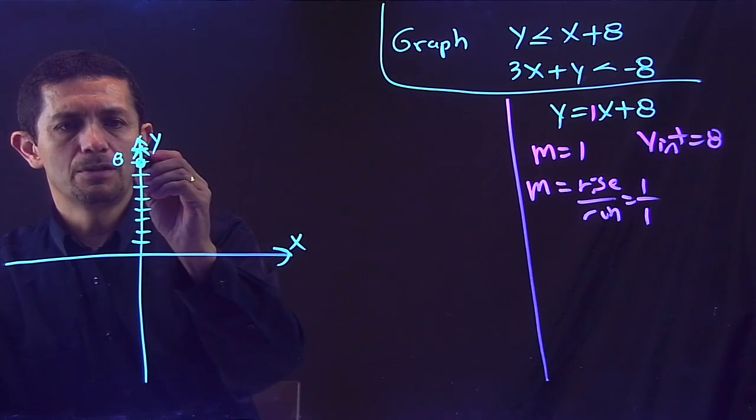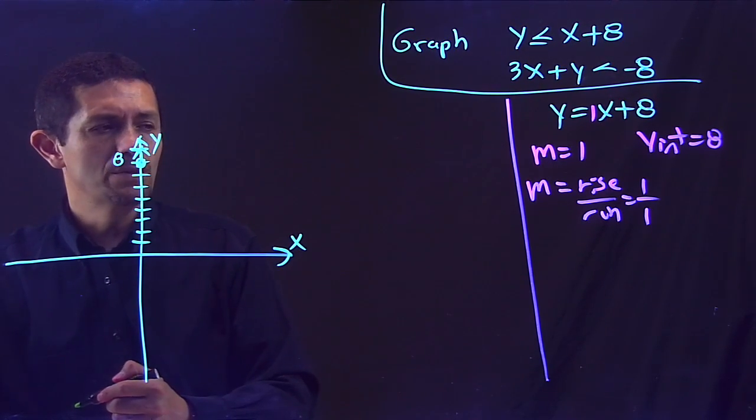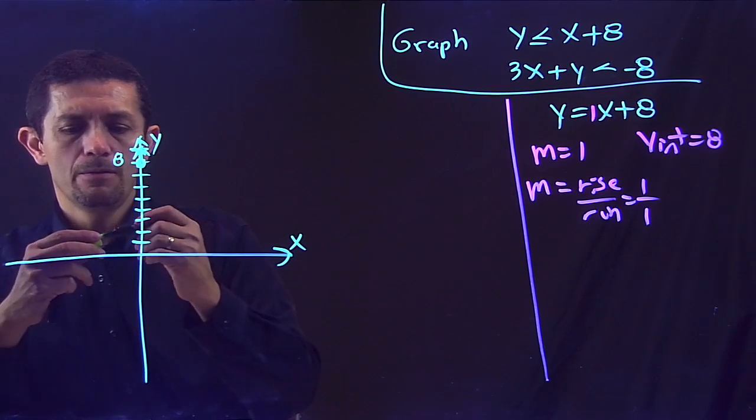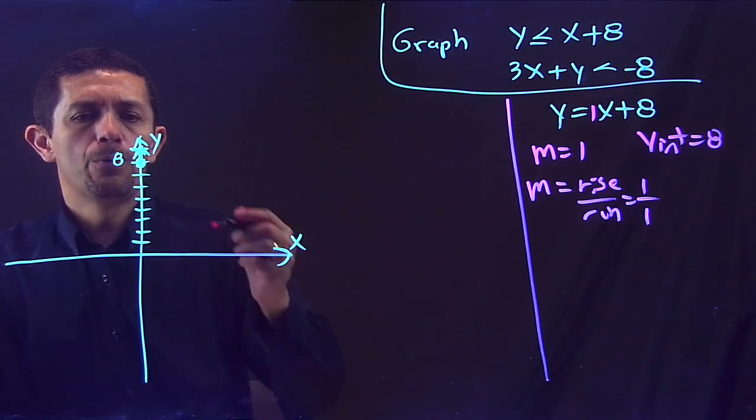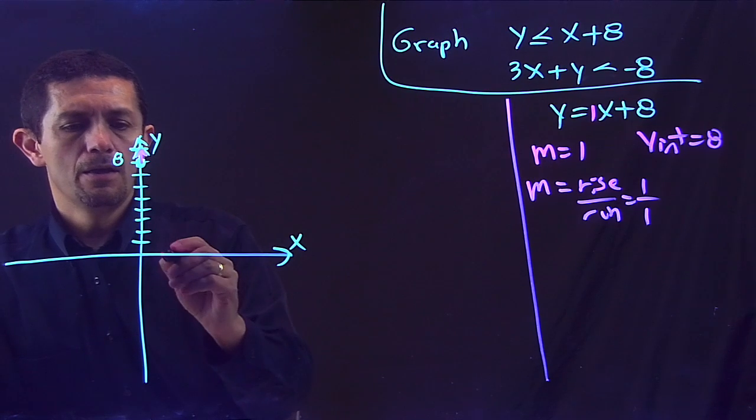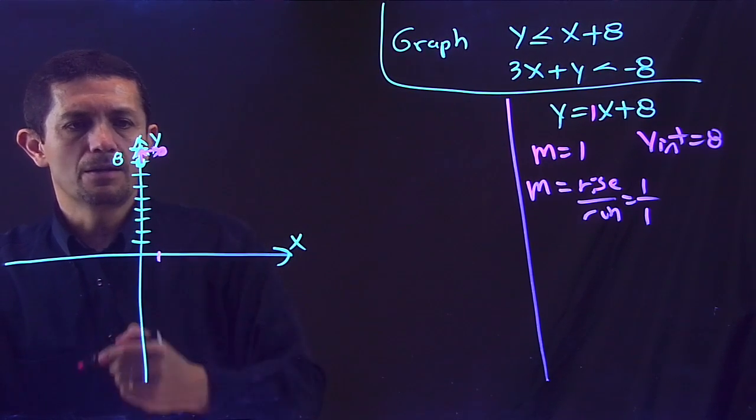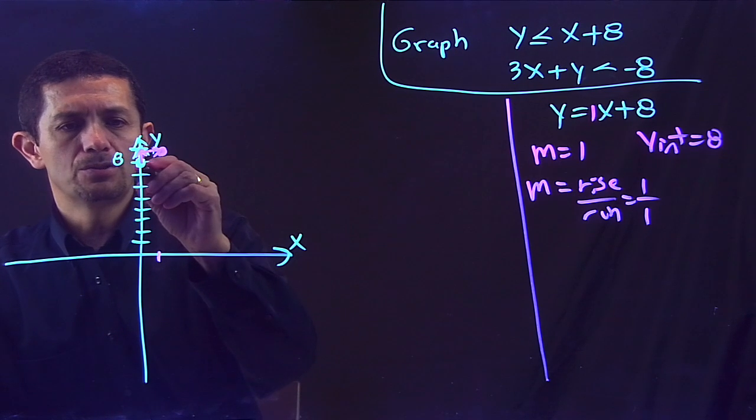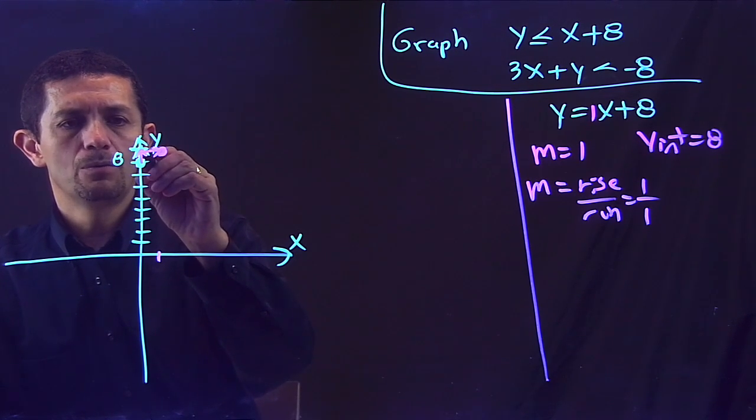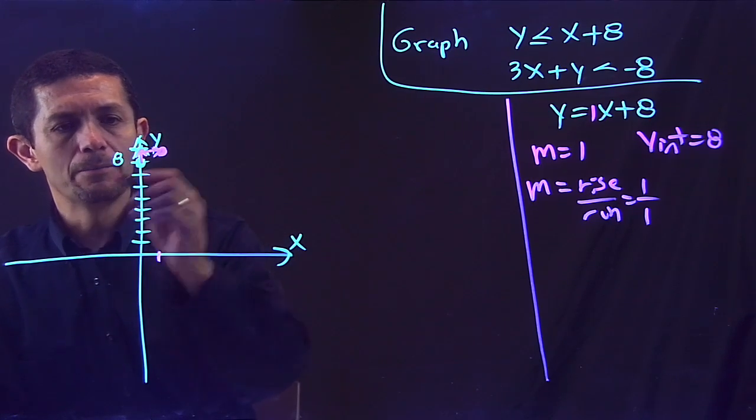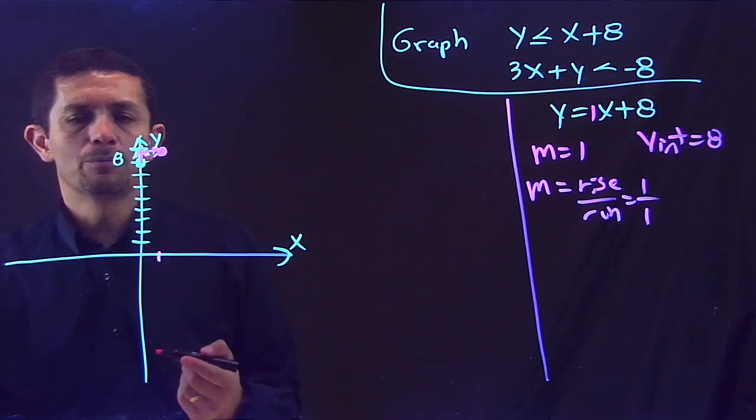Let's pretend that this is number 9. Rise over run means I go up 1, and then I go 1 to the right, and right there is the second point. So I start at the y-intercept, rise up, run 1 to the right, and now I have 2 points. Now I need to draw my line, so I'm going to connect those 2 points.